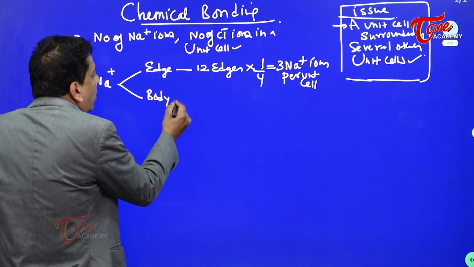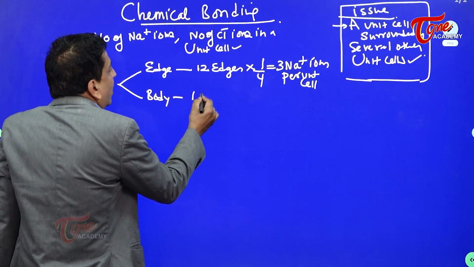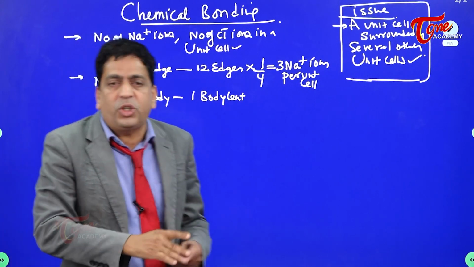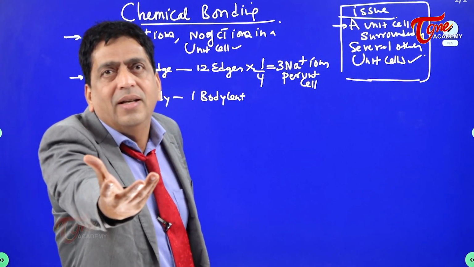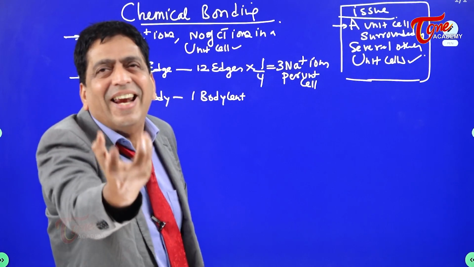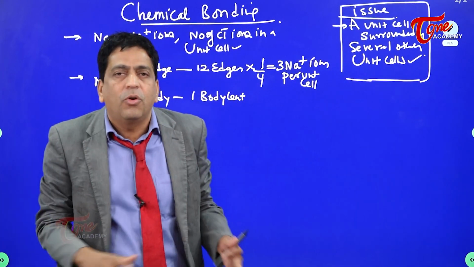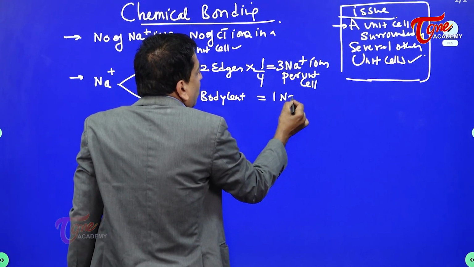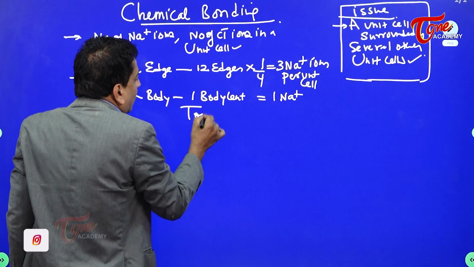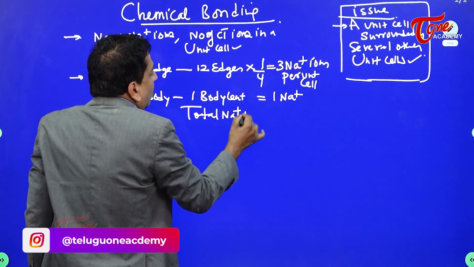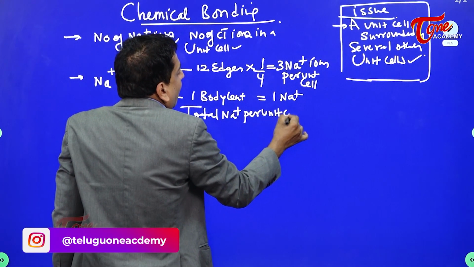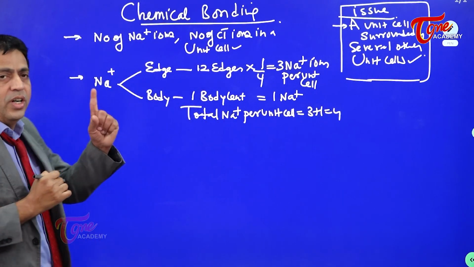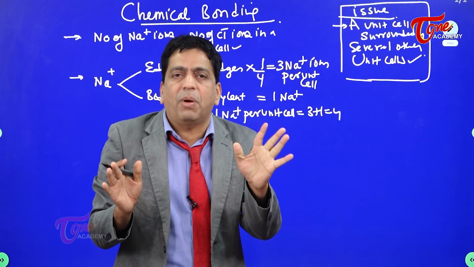Now coming to body-centered, you have only one body-centered point, because this center cannot be shared by anyone. This is at the center. So this entire Na+ belongs to this particular room, right? So that is the total contribution, 1 Na+. So total Na+ per unit cell is nothing but 3 plus 1, which is 4. It is 4 Na+ per unit cell.